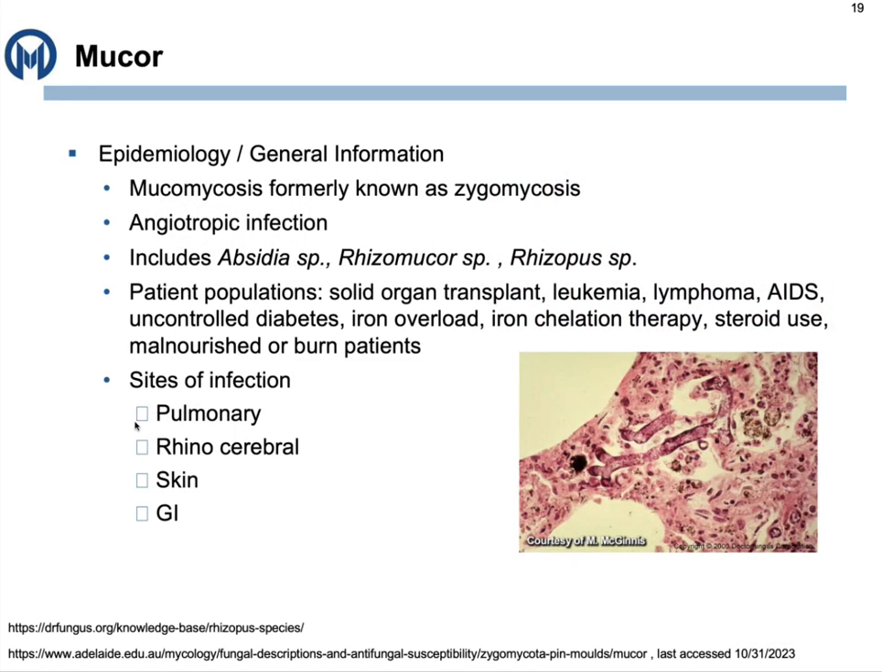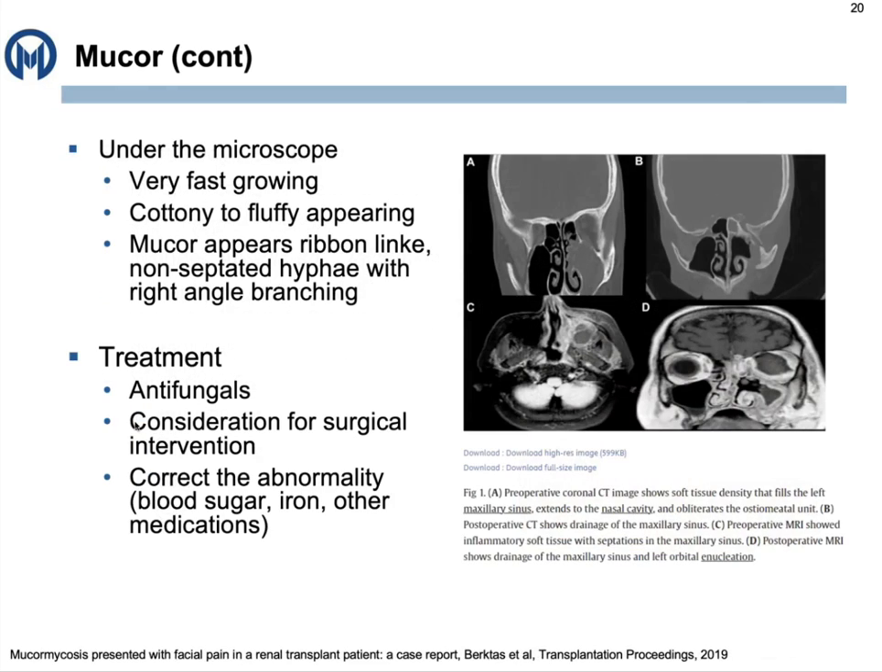So in general, formerly known as zygo, it is angiotropic. It includes Absidia, Rhizomucor, Rhizopus. There's a wide, long list of risk factors. And the fact is you can have your infection at multiple sites: pulmonary, rhinocerebral, skin, GI. John Green has beautiful images from previous patients who are missing vital body parts on the face.